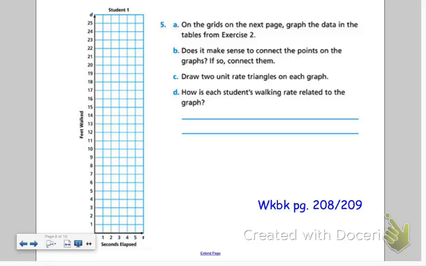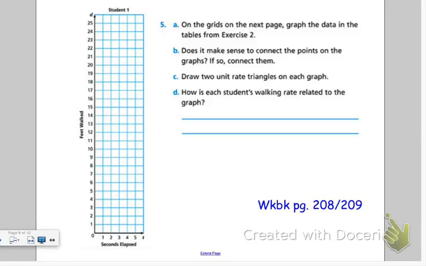Now, this is a combination of 208 and 209. It says on the grids on the next page, graph the data in the tables from exercise 2. Does it make sense to connect the points on the graphs, and if so, connect them? So I'm only going to do student 1 with you. You can do student 2 on your own. If you remember, student 1 went 3 feet per second. Here, at the bottom, you can see the seconds elapsed.